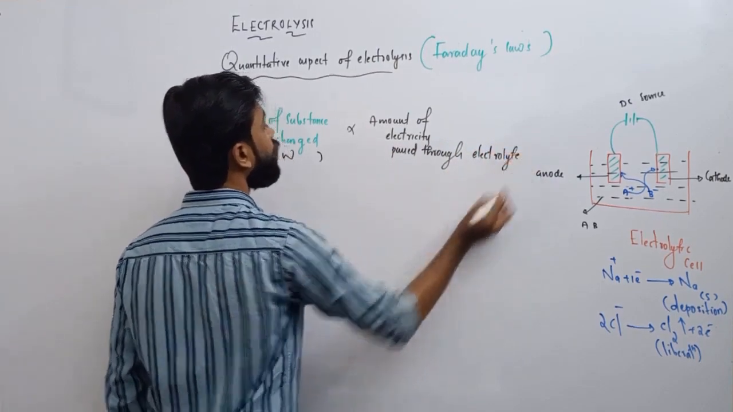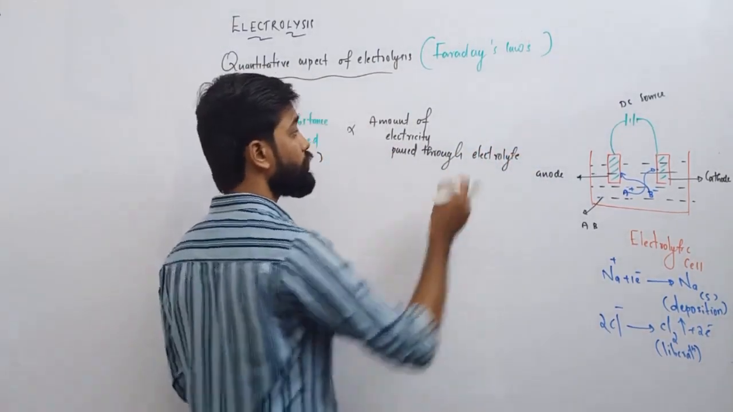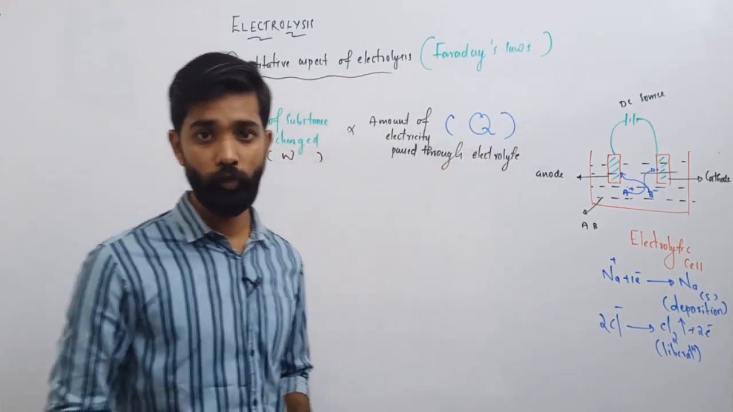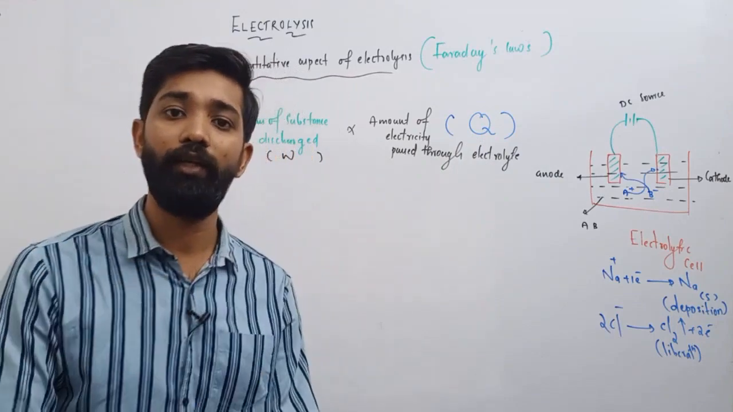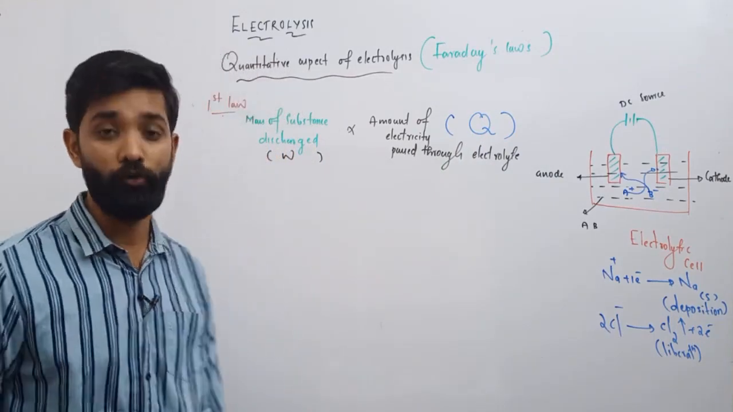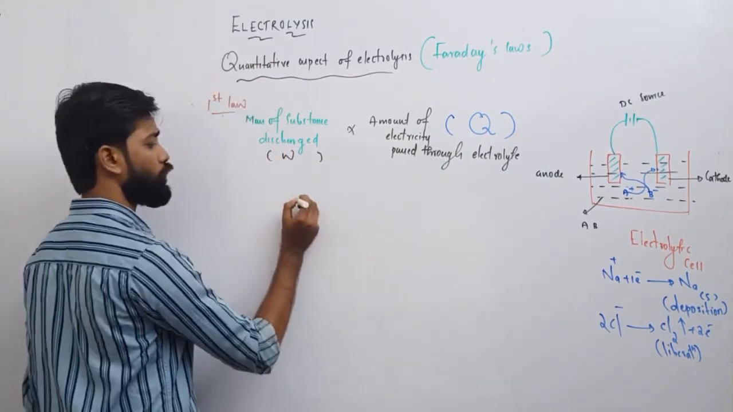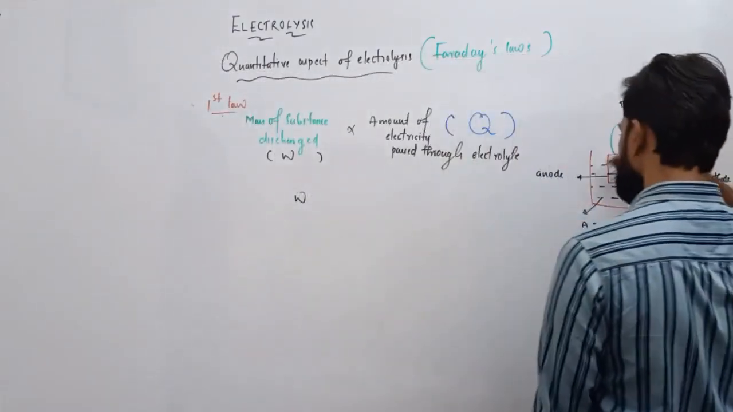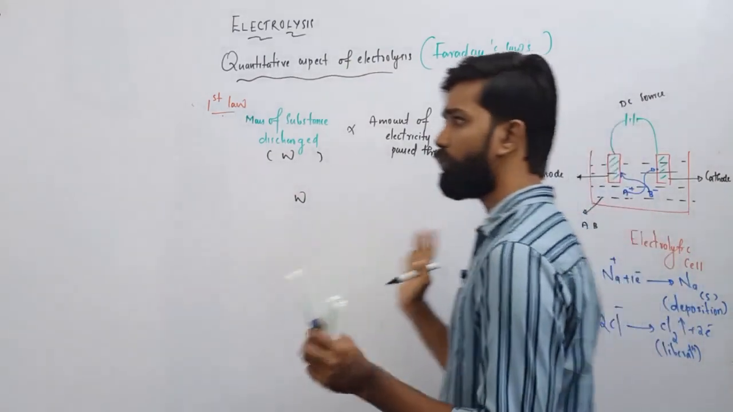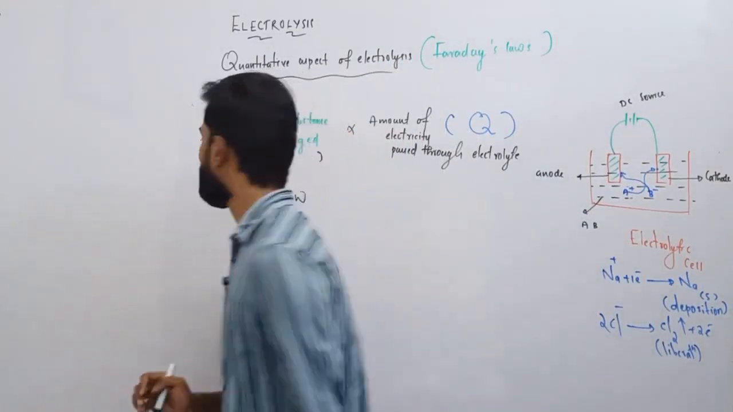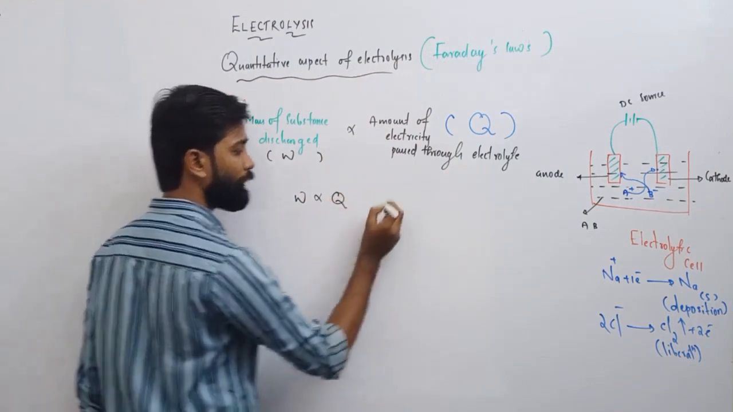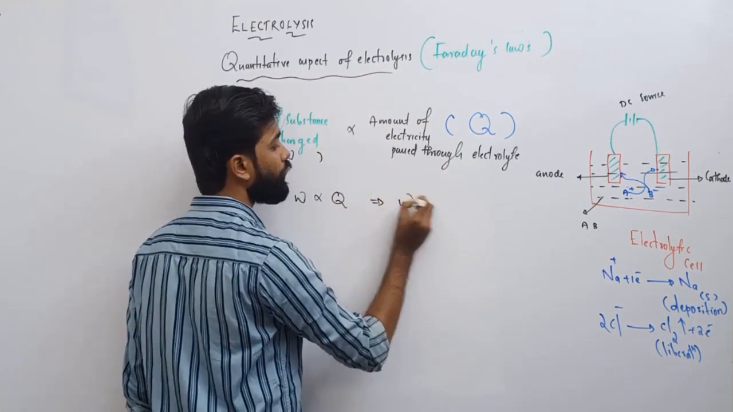Amount of electricity means it is a charge in coulomb, which means 1 ampere current passed for t seconds. That is said to be the amount of electricity, and that is Faraday's first law. If a greater amount of electricity is passed, greater will be the discharge, so greater will be the deposition or liberation. Fine, so simple law.